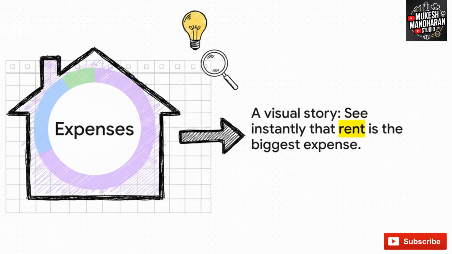And this right here is the big payoff moment. We take that boring old table of numbers, and with just a couple of clicks, Excel turns it into a powerful, insightful chart. All of a sudden, it's not just a list of costs anymore. It's a visual story. You can see in a split second that rent is by far your biggest expense. Now that's the power of visualization.